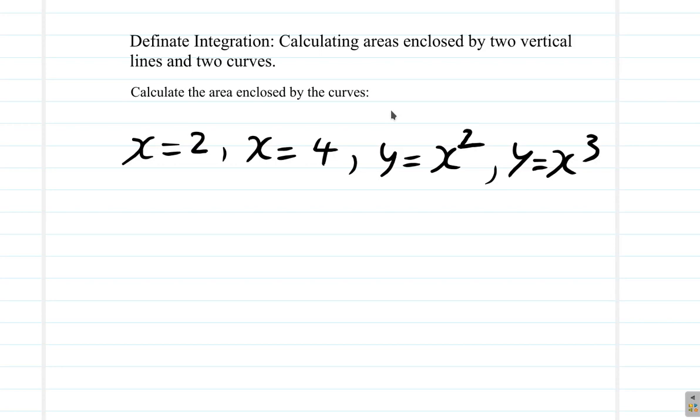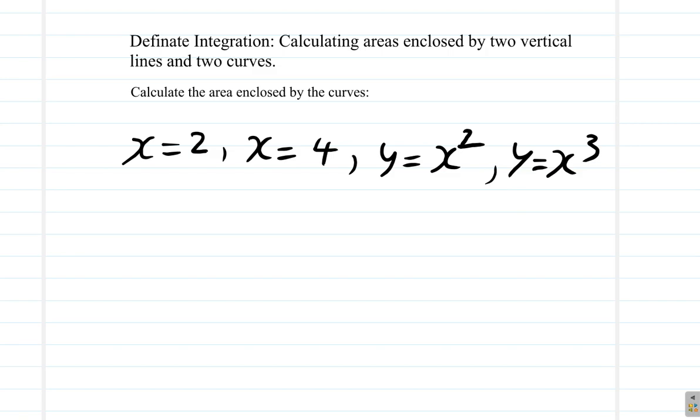This is another example of definite integration. This time we want to calculate the area between two vertical lines and two curves. In this example, it asks you to calculate the area enclosed by the curves x equals 2, x equals 4, y equals x squared, and y equals x cubed.